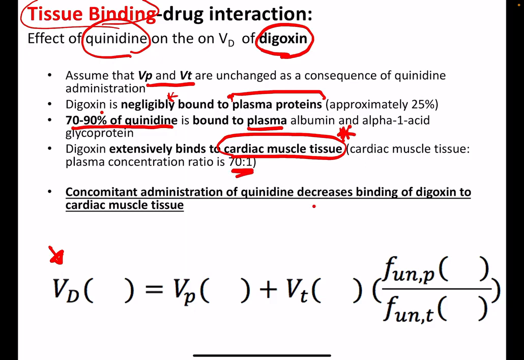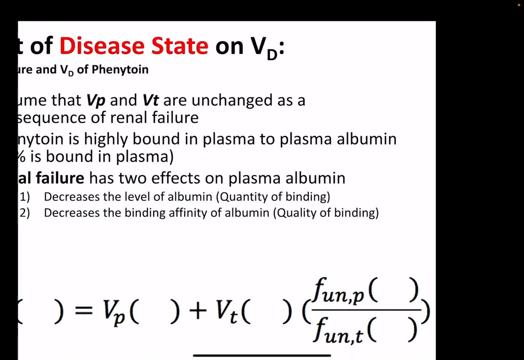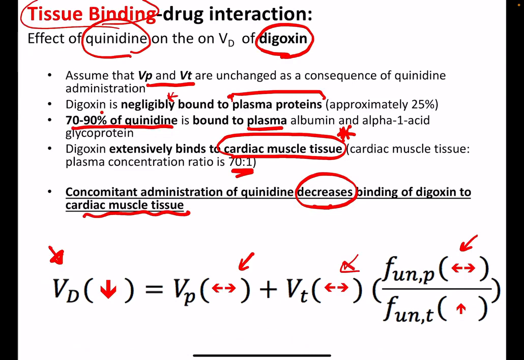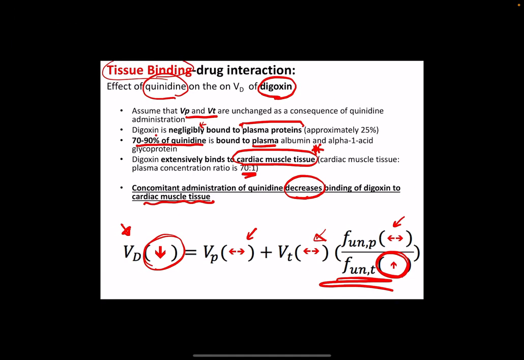Concomitant administration of quinidine decreases the binding of digoxin in the cardiac muscle tissue. So the effect won't be here, won't be here, and won't be here, but it would be here. And this is what I'm showing you. Anyway, the increase, we have it in the unbound in the tissue, which would cause a decrease in the total apparent volume distribution that we are expecting, okay, of the drug.